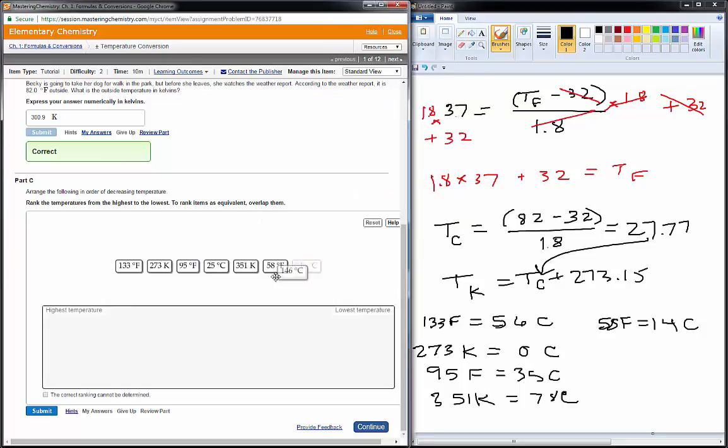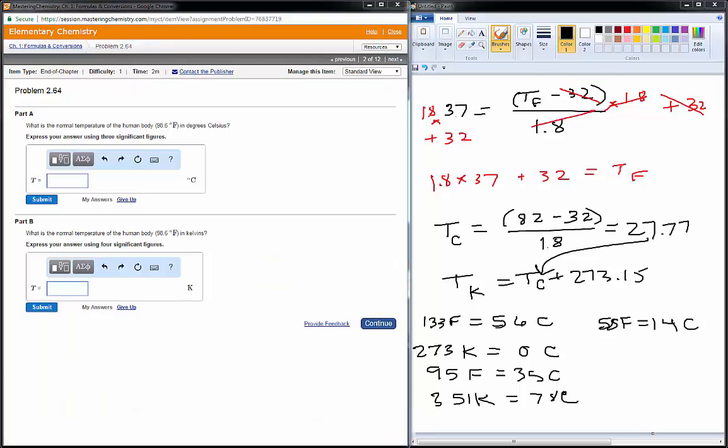Okay, so 146 is the highest. And then we've got 25, we'll put those on the timeline. Then we said 56 Celsius is going to be next highest, followed by 35. That was the 95 Fahrenheit. Oh, no, 78 Celsius is going to be higher than 56. That was this one. 58 Fahrenheit was 14 Celsius, so that's going to go down here. And 273 was 0.